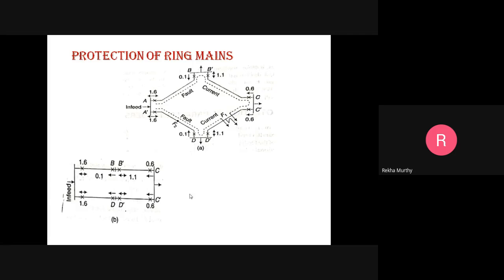Now, I have just discussed when the fault F1 occurs, which two relays should trip. Now, for example, if the fault F2 occurs, then the relay at A dash and D will trip. It is understood, right? That is how you need to analyze this. Okay. Now let me show another diagram.